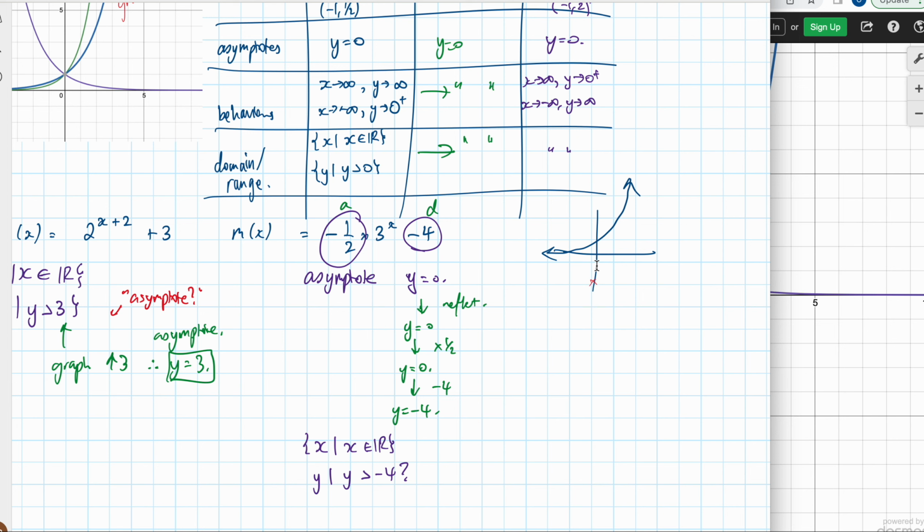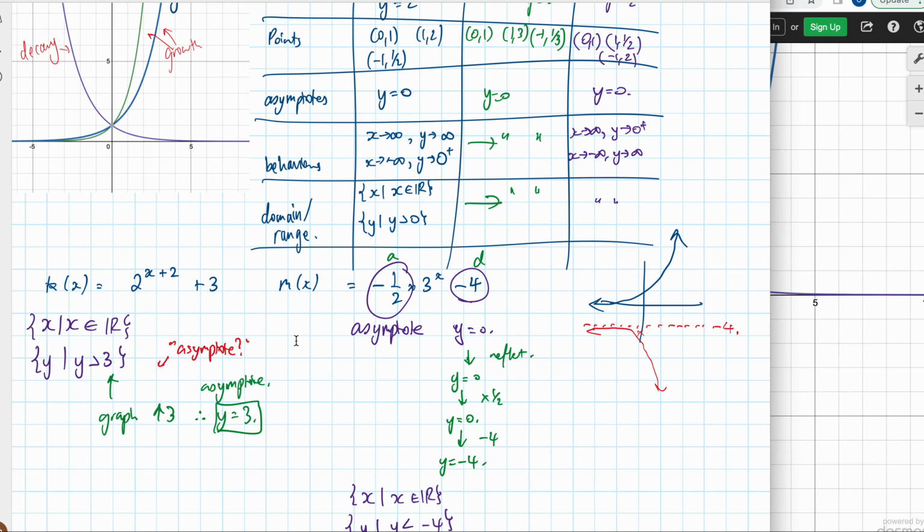Now, if you picture this, we've got an asymptote at negative 4, and then the graph has been squished. So it's going to look like this. So therefore, the range isn't y is greater than negative 4, it's going to be less than negative 4, because of that reflection in the x-axis. Okay.